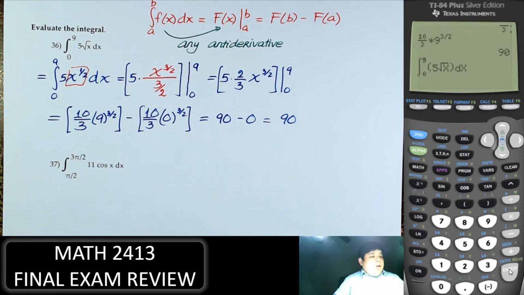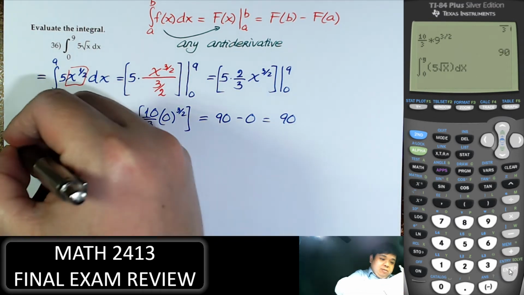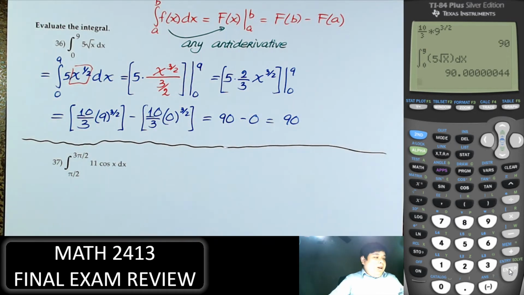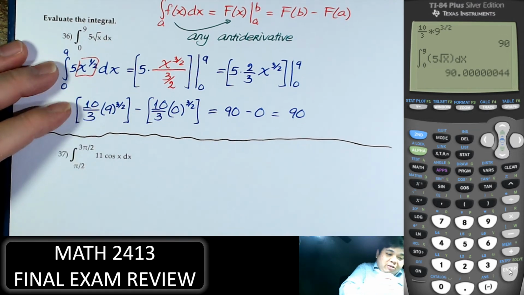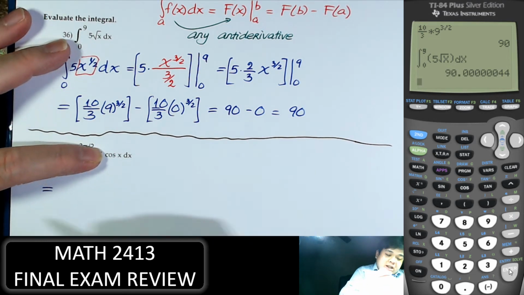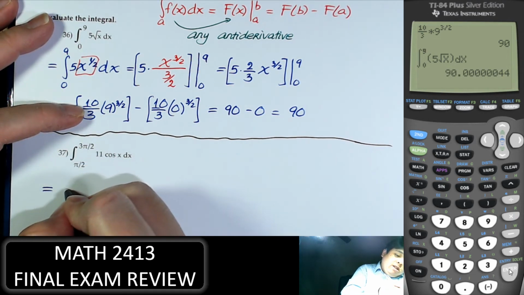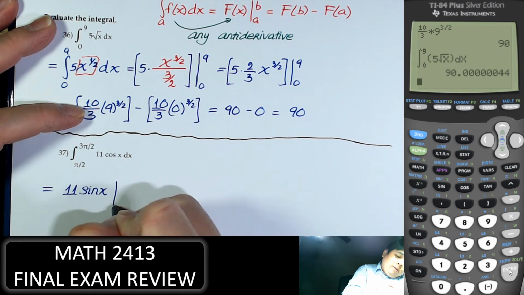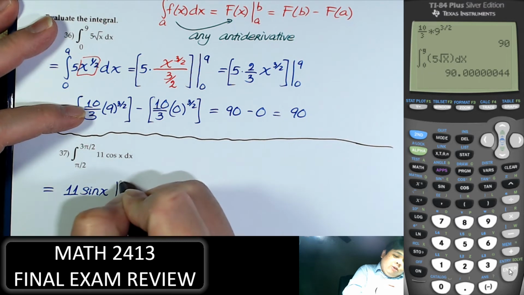Right, so it should be 90. Yeah, the calculator has some calculation error, but yeah, it should be 90. Right, so we can just find any antiderivative. In this case, the integral of cosine is positive sine. Go from pi over 2 to 3 pi over 2.